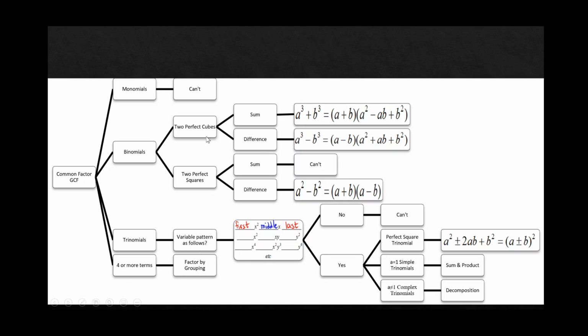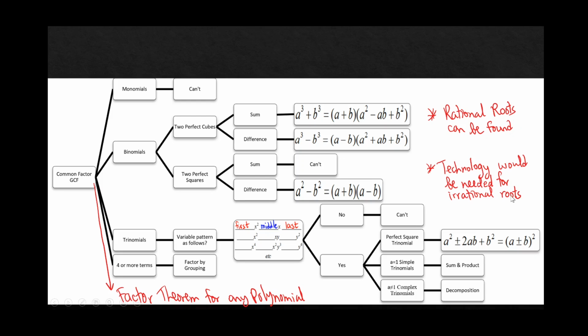So final note, the flowchart could be adjusted by saying that after you try common factoring, you could try factoring using factor theorem. That works for any polynomials. Just keep in mind that that method only can find rational roots. The irrational roots are not possible to do so. With that method, you would have to use technology, or after you learn calculus, there's other ways to approximate those solutions using calculus methods.